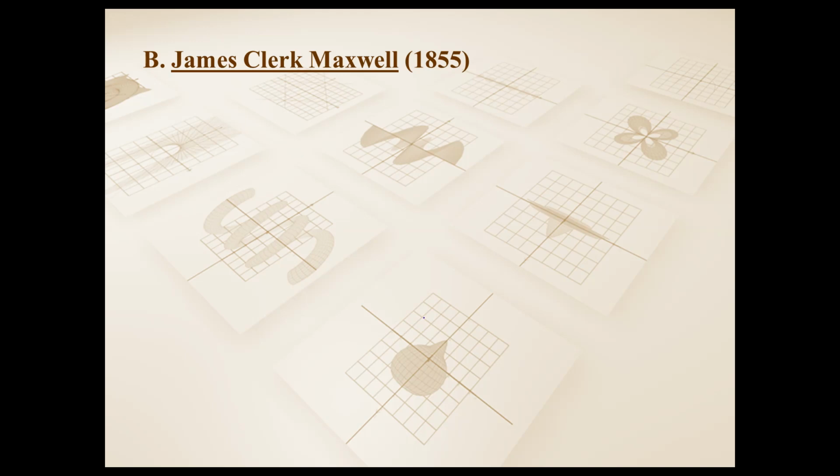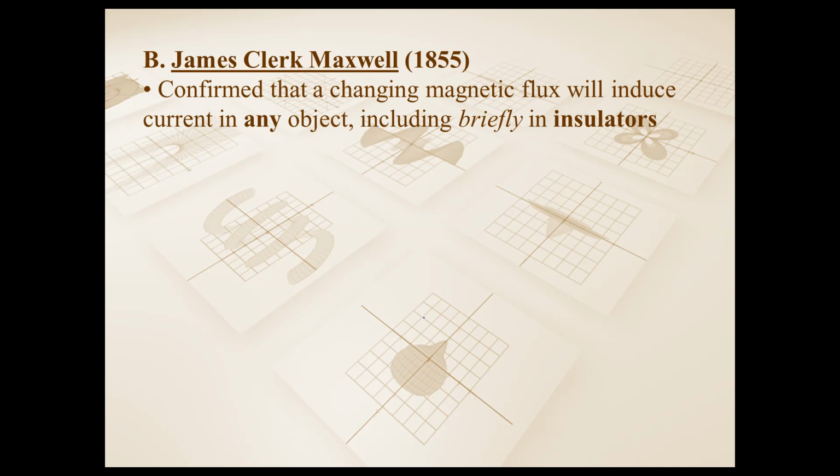Along comes another, I believe he was a mathematician, not a scientist, James Clerk Maxwell. This is all the way back in 1855. Basically what he did is kind of like the same experiment that Faraday did. So we'll go back to that picture in just a moment. And he confirmed that a changing magnetic flux will induce current in any object. So not just in conducting objects. It will also induce it very briefly inside of an insulator.